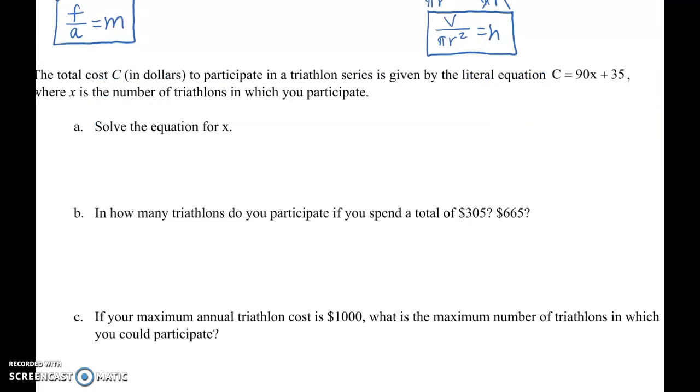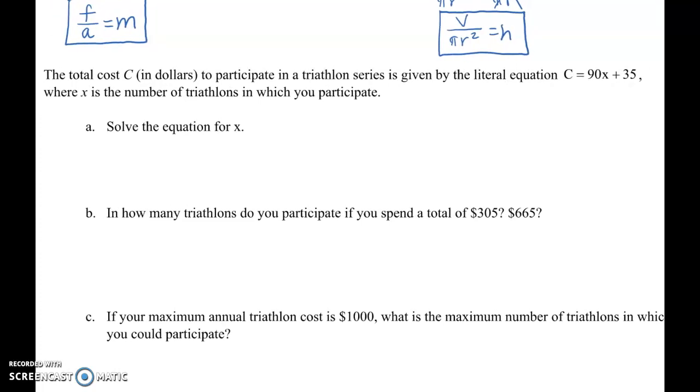And finally, we're going to end with a word problem, everyone's favorite. So we will first want to start by reading it. The total cost C in dollars to participate in a triathlon series is given by the literal equation C equals 90x plus 35, where x is the number of triathlons in which you participate. So x is going to be the number of triathlons. So when it says solve the equation for x, that means we need to get x alone.